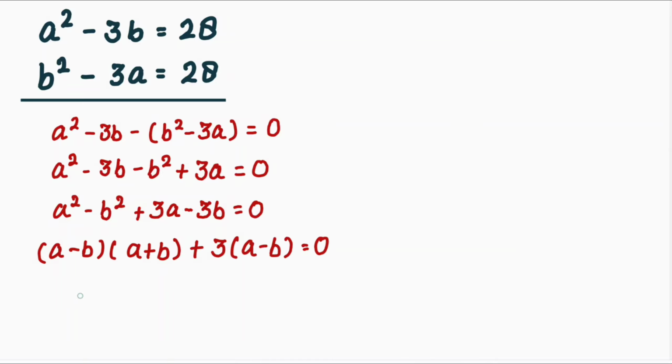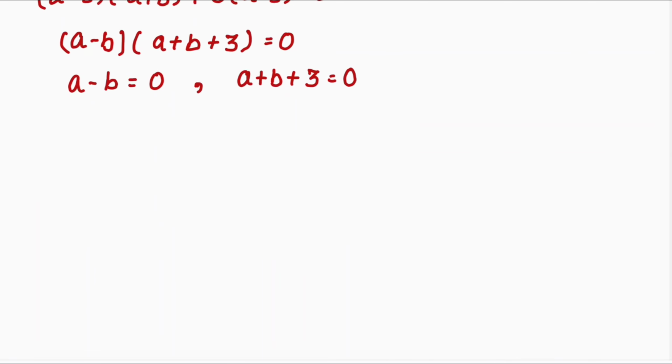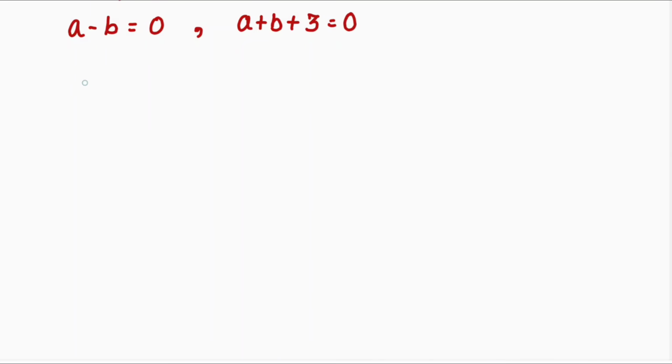On both sides, take a minus b common. You're left with a plus b plus 3. Now two equations can be equated to 0. So a minus b is 0 and a plus b plus 3 is also 0. From here, a is equal to b.